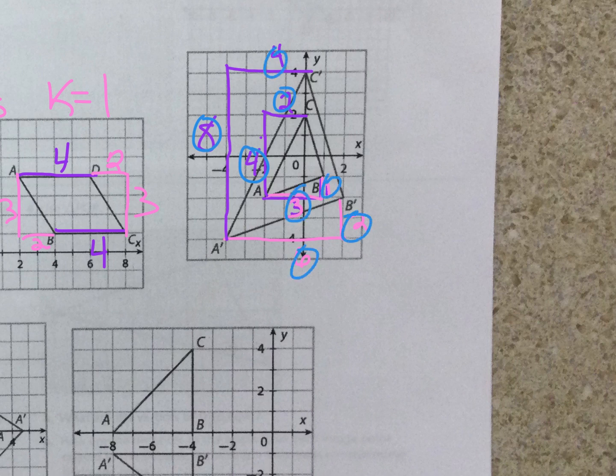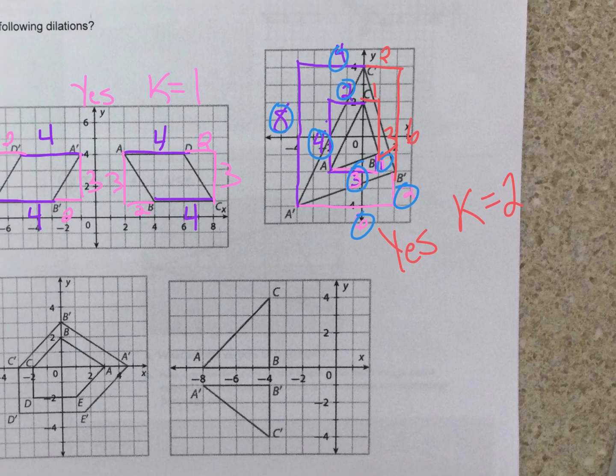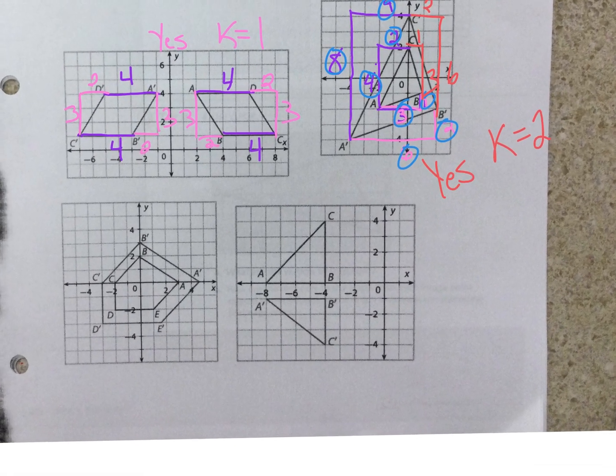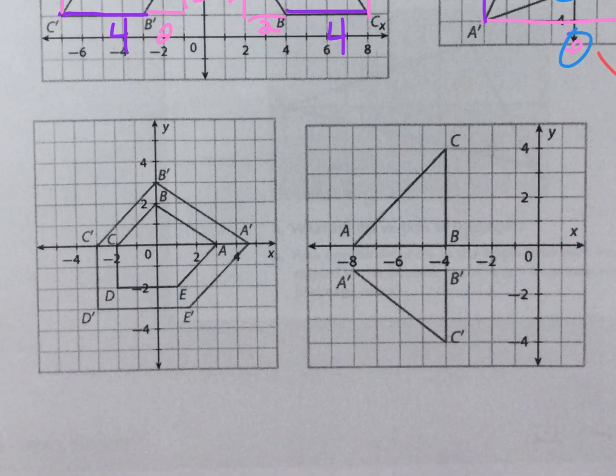So let's check this last one. 1, 2, 1, 2, 3, 4, 5, 6, and 1, 3. So yes, this is with a scale factor of 2. It got bigger, so it's 2, not 1/2. You've got to be careful of that too.